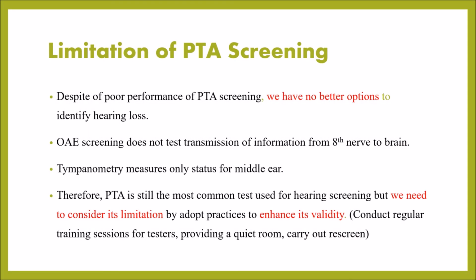Despite the poor performance of PTS screening, we have no better options to identify hearing loss in terms of degree and type. Because otoacoustic emission screening cannot test for the auditory nerve part, and tympanometry measures only the status of middle ear. Therefore, PTS is still the most common test used for hearing screening, but we need to consider its limitation by adopting practices to enhance its validity, such as we can conduct regular training sessions for tester, or providing a quiet room, or to carry out a rescreen.